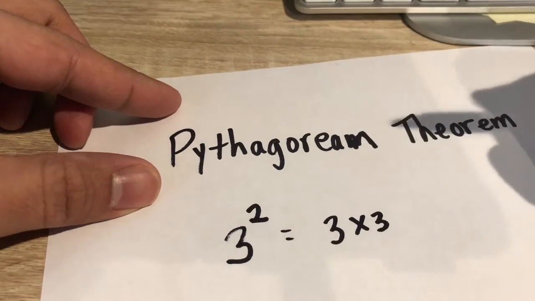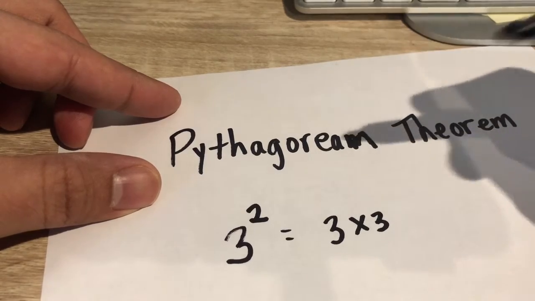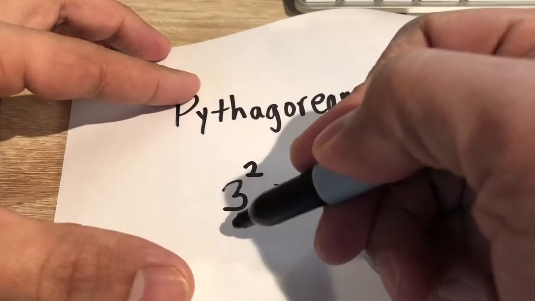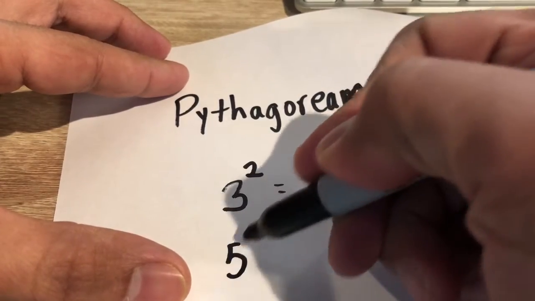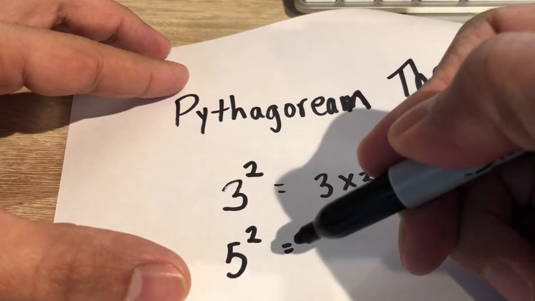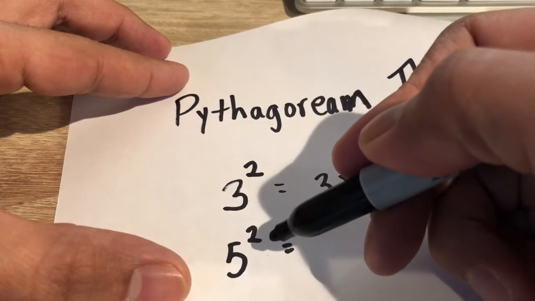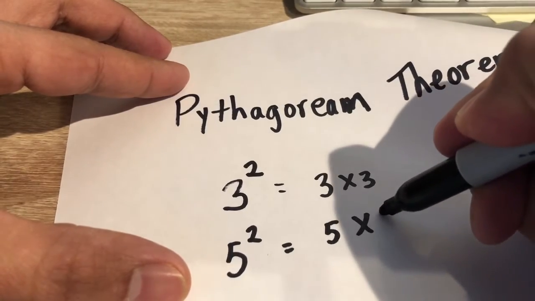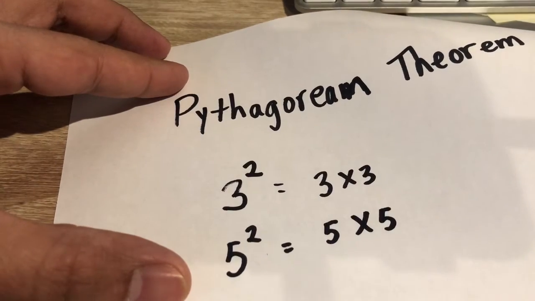So this is really important to remember if we're going to be working with the Pythagorean theorem. So it means 3 times 3. Similarly, if you had something like this, that does not equal 5 times 2. It is not 10. It equals 5 times 5. So that's something that you need to remember.